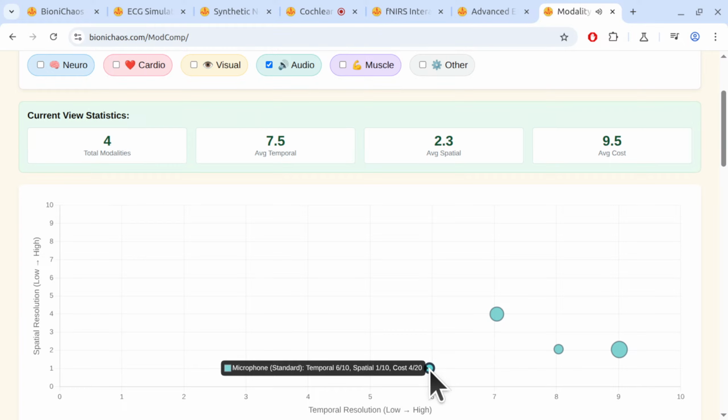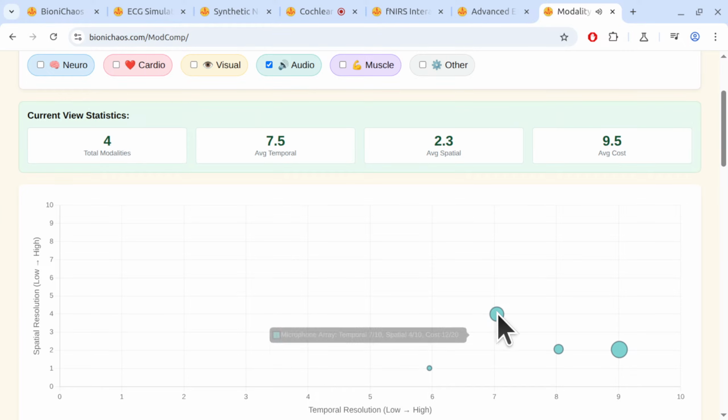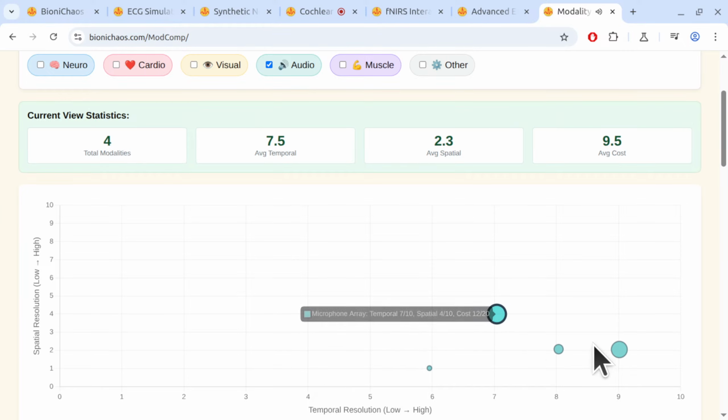But then you have ultrasonic microphones. 9 temporal, 2 spatial, 14 cost. What on earth are we listening to with those? Things we can't even hear.